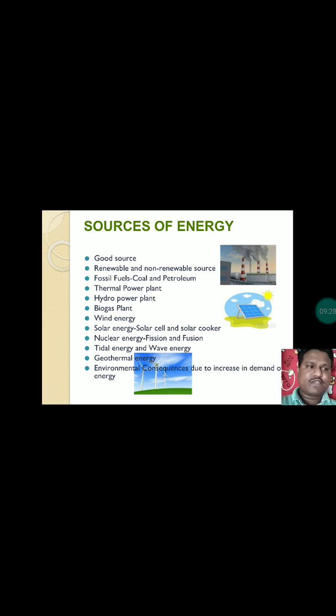So from tomorrow onwards we will start electricity. As I already told you, you must read up to the circuit diagram section, till Ohm's law we can say. And in tomorrow's lecture we will see up to that particular section. So I insist you read the textbook.